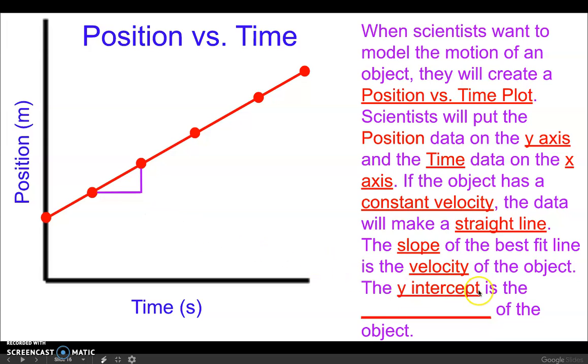The y-intercept is the starting position of the object. So right here we can see this point is the y-intercept. It tells you where this object begins when we started tracking its motion.